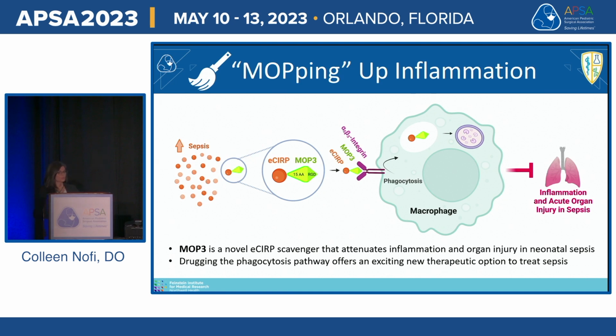In conclusion, we discovered MOP3 as a novel ECRP scavenger that attenuates inflammation and reduces organ injury in neonatal sepsis. This discovery is particularly exciting as it implicates DAMP clearance through harnessing the inherent phagocytosis pathway as an exciting new target to treat sepsis.